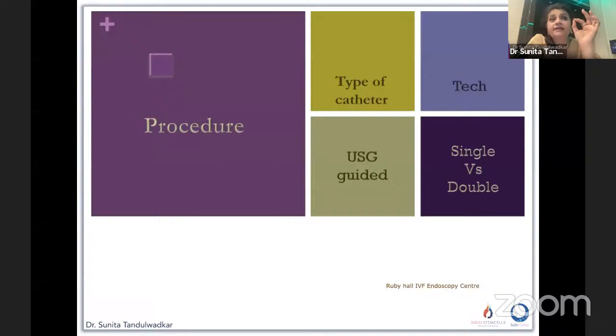You just pass the loaded catheter just 1 or 2 millimeters beyond the internal os, so that the retrograde flow doesn't come much. Once you pass beyond the internal os, slowly over a period of 1 to 3 minutes, instill the washed semen sample. The quantity should be 0.5 to 0.8 ml.